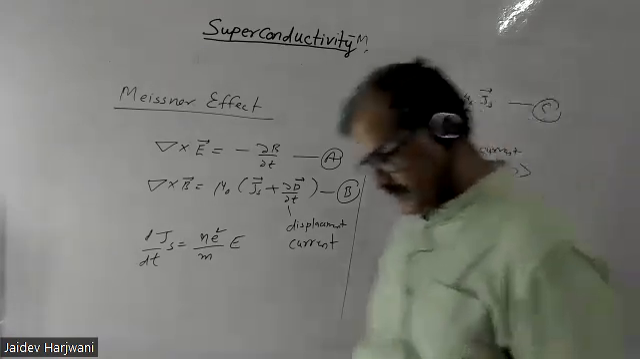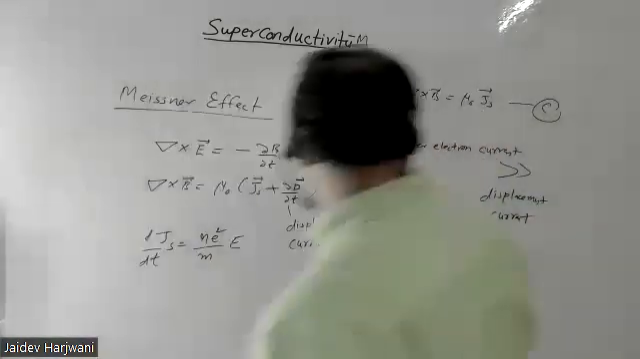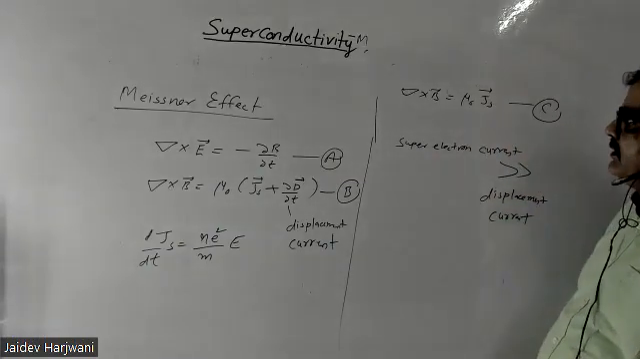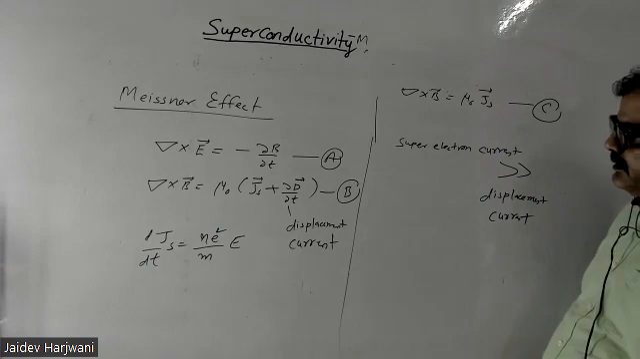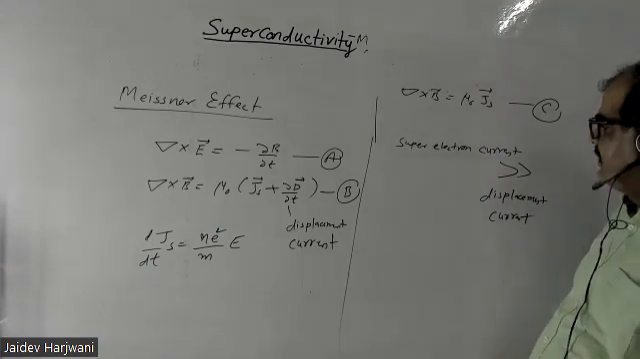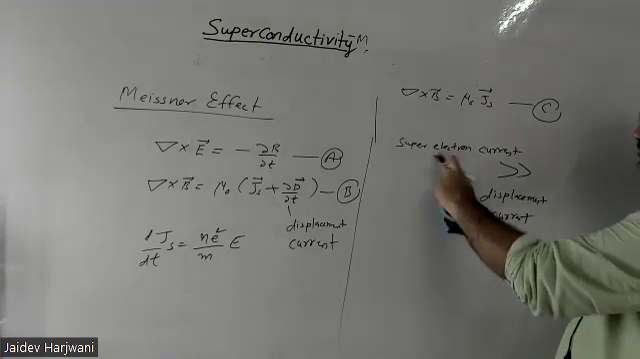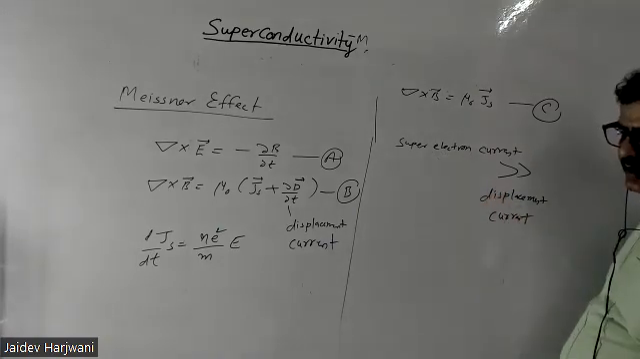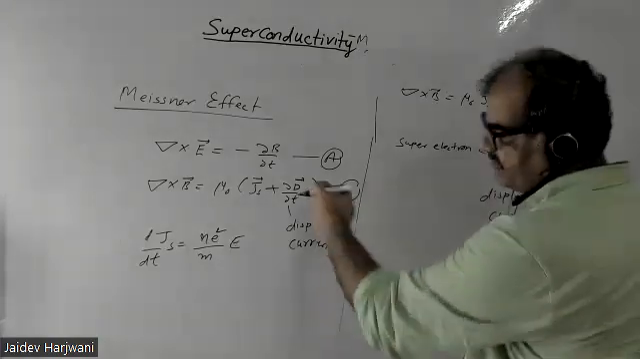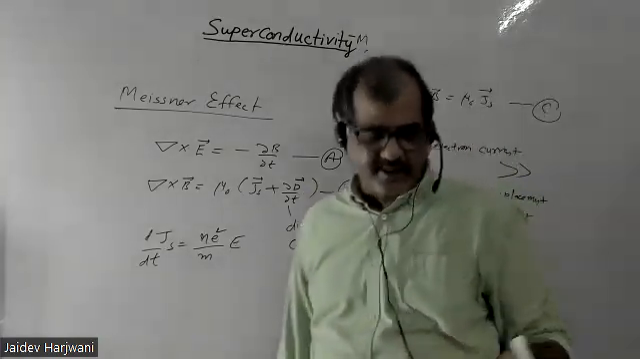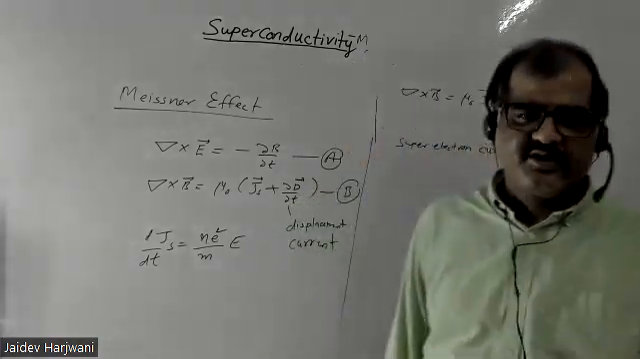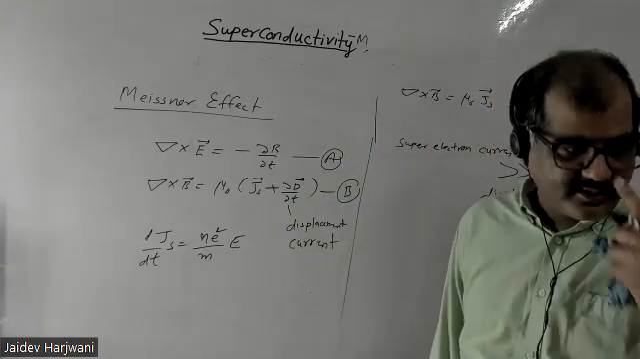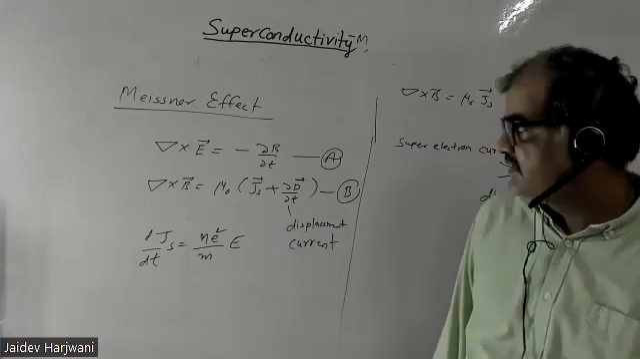Sir, somewhere it is written that super electron current is greater than displacement current. I have written super electron current is greater than displacement current. Sir, why so? Because displacement current needs variation in the electric field. Okay, but our electric field itself is zero, no? Where is it zero right now? There is no variation right now. Okay, fine.